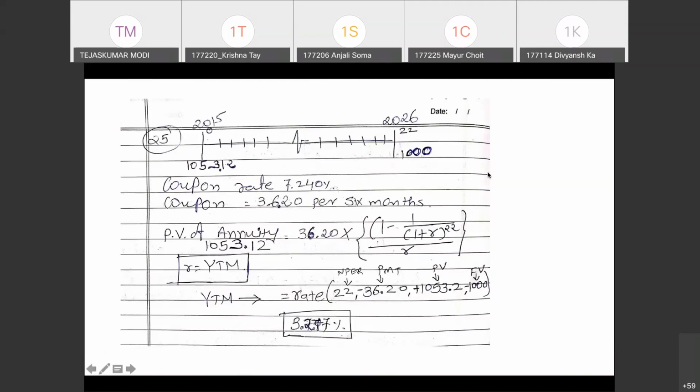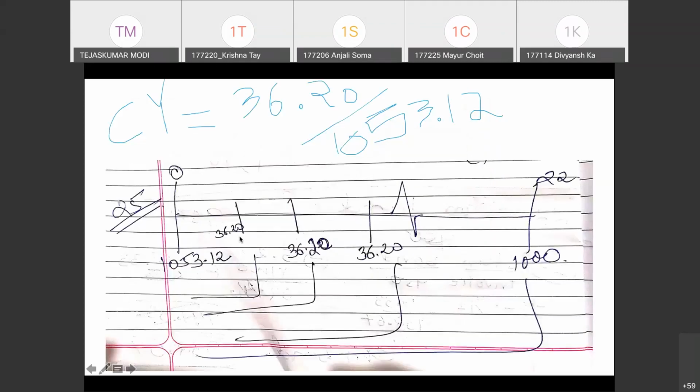The idea is that YTM is that rate of return at which if I discount the 36.20 and the 1000 face value, let's say the rate is X, the present value is going to be 1053.12. So when I am paying 1053.12 bond price today, I'm expecting 36.20 for 22 periods, and I'm also expecting 1000 at the end of the 22nd period or 11th year. That is the construct, right?